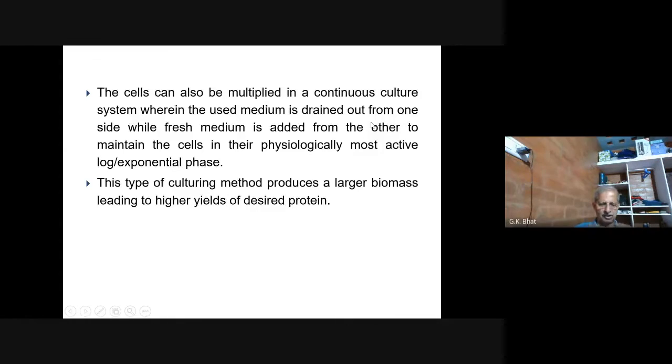That means you are culturing the cells that are going to give you the desired protein in one particular medium. Let us say in a big vessel, you have put some medium. The medium is to enable the bacteria to feed and to grow. From one side, fresh medium is coming, and from another side, used medium is going out, to maintain the cells in their physiologically most active log or exponential phase. This type of culturing method produces a larger biomass leading to higher yields of the desired protein.